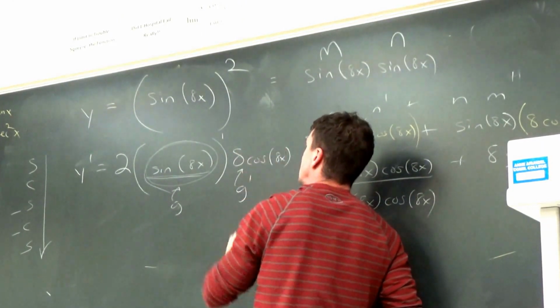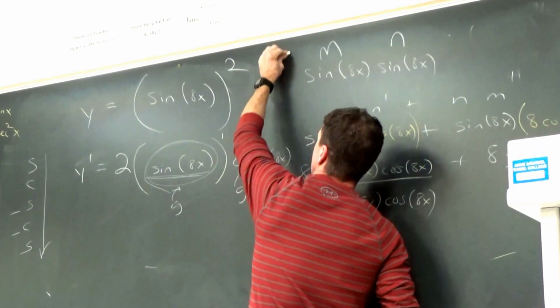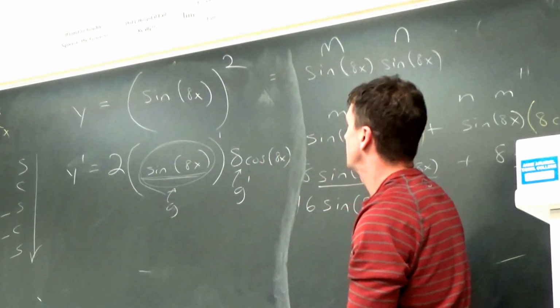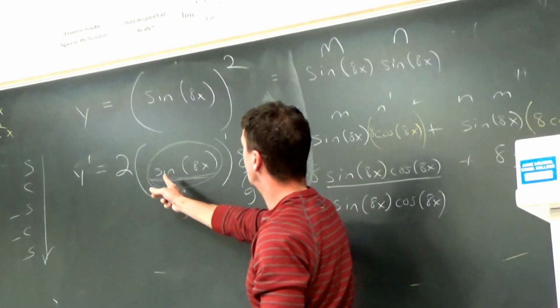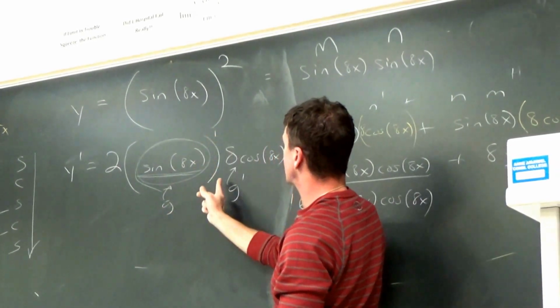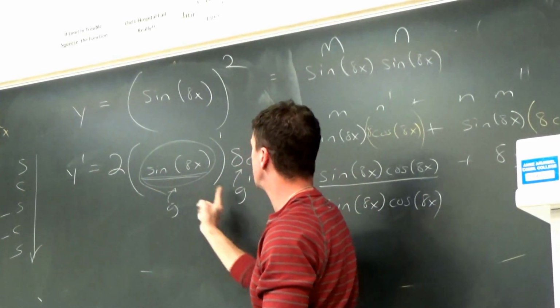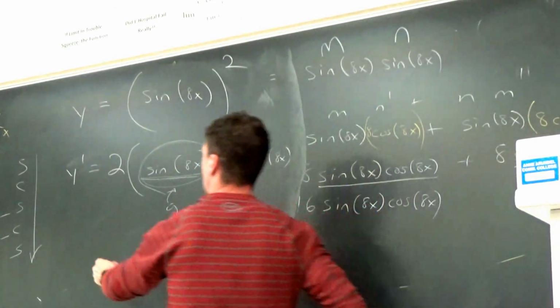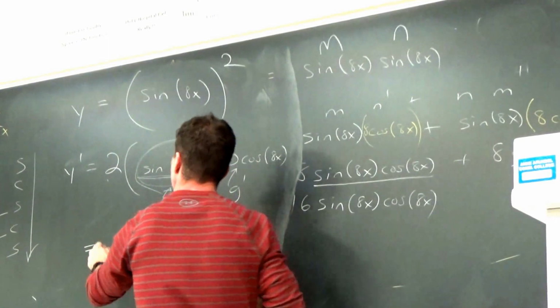8x. Now I'm asking you, did we get the same answer? Yes. Look it over. 2 times sine of 8x, all to the first power, times, now I'm gonna multiply the chain, g prime, what's the derivative of this? 8 cosine of 8x. And this final answer becomes, 2 times 8 is 16.